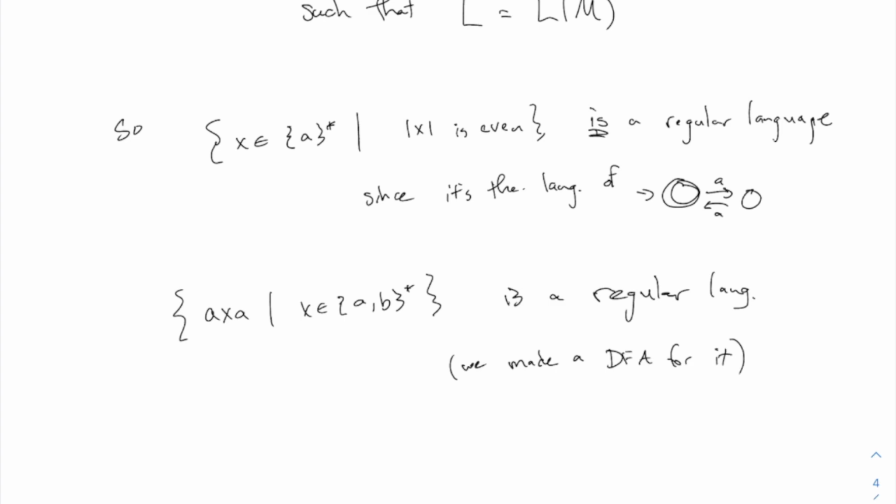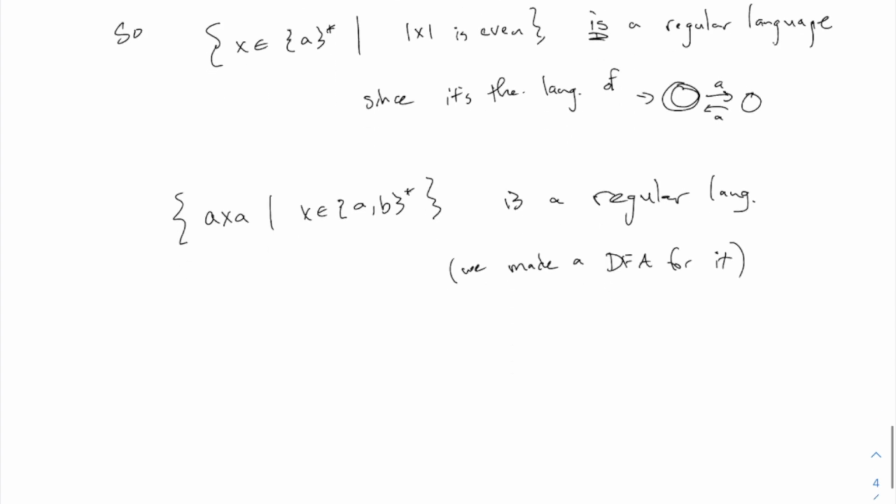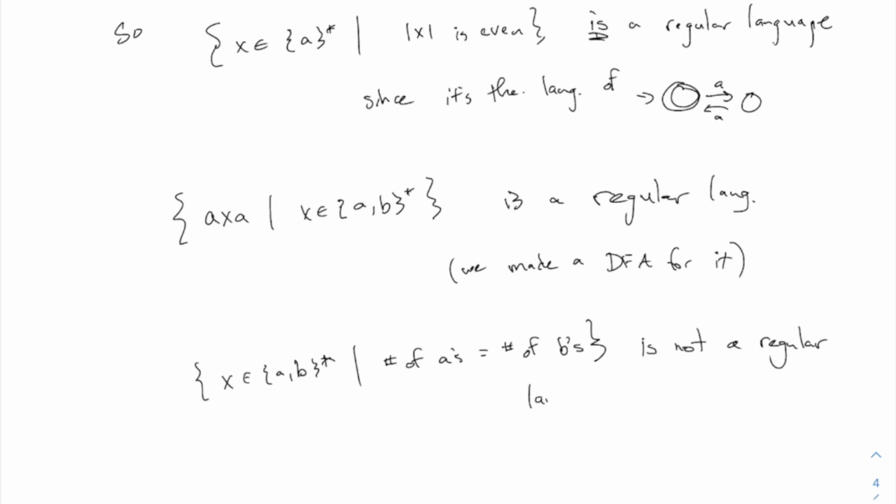All right. But something like this, X on AB star, this means X is a string using A's and B's where the number of A's equals the number of B's. This is not a regular language. Actually, I didn't fully explain this, but I'm asking you to take my word for it at this point. You might say it is an irregular language, although we don't ever say that. I don't know why, but you just say it's not regular. This is not a regular language.